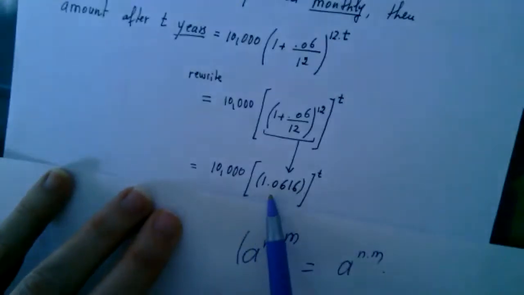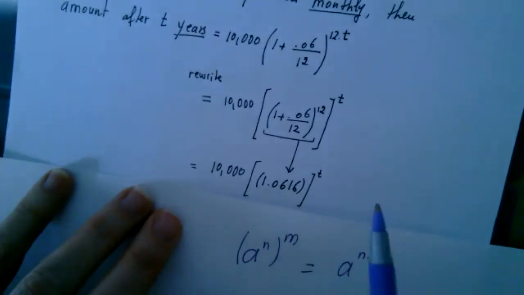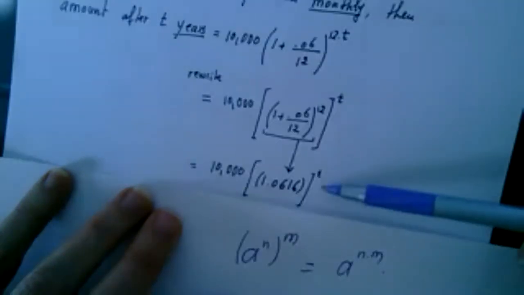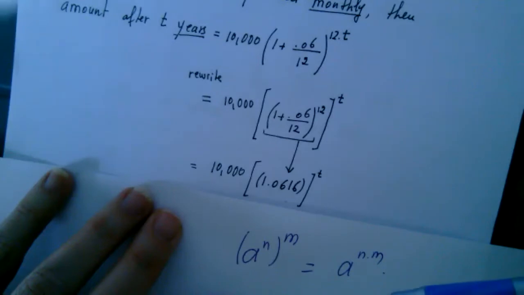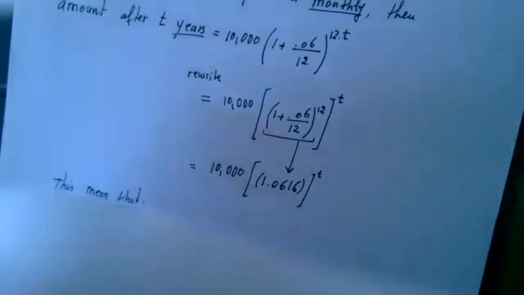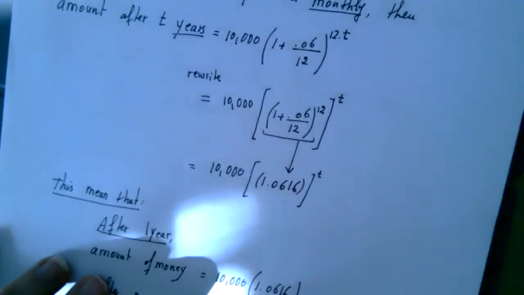10,000 times 1.0616 to the power t. So I'm basically manipulating the formula. Now, why is this important? What does this tell me? Okay, this tells me the following.